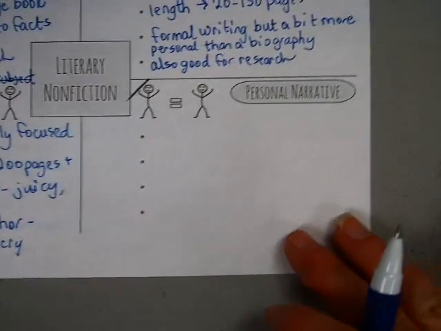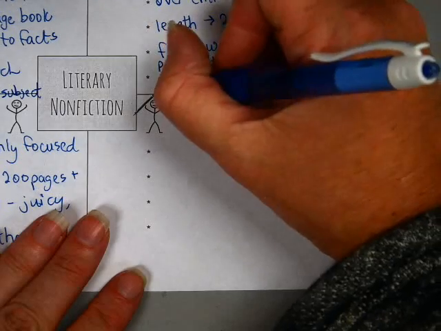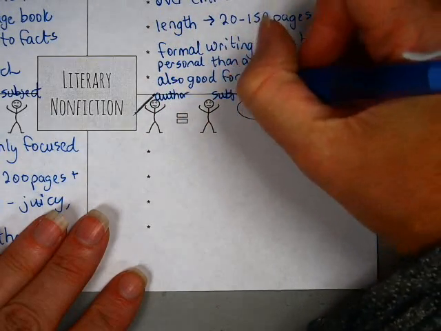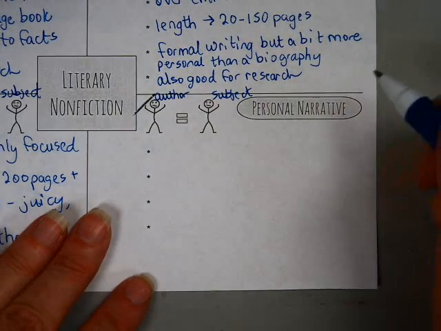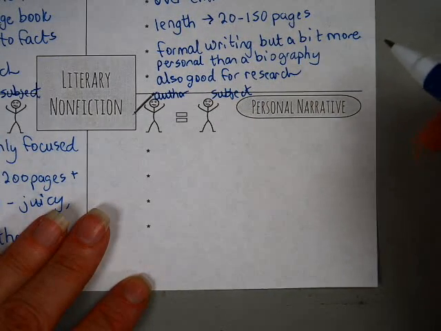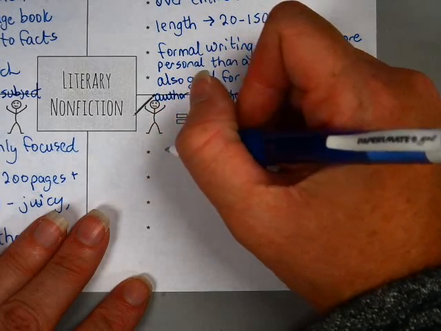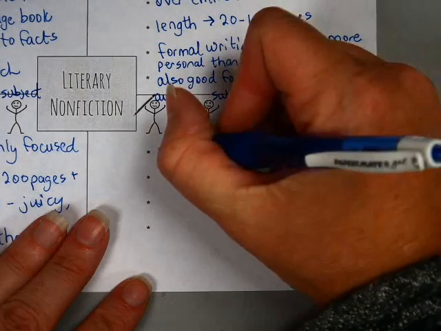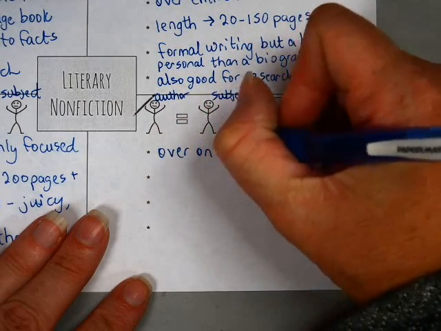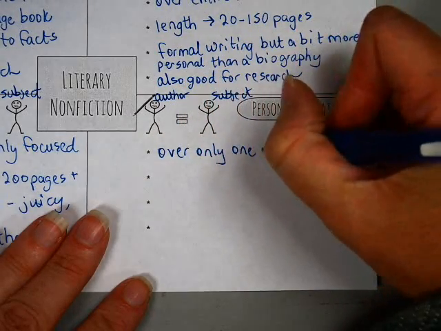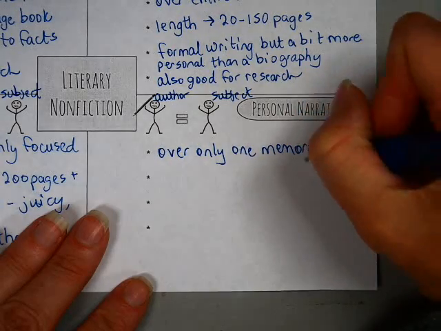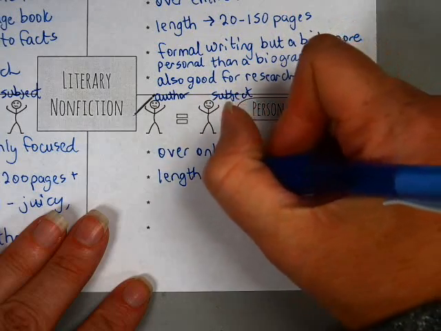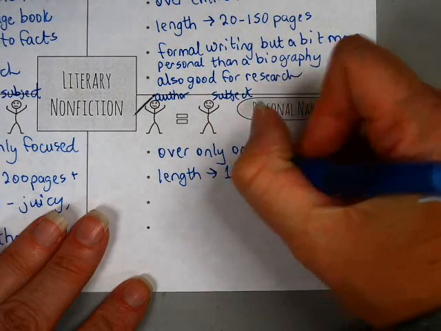The last one is personal narrative. And again, you have an author who is also the subject. So if you're the author, you're writing this about yourself. The major difference between this and the other three is that this one is over only one memory, not a person's entire life, not all the memories. This is over only one memory. The length, because it is over only one memory, is going to be very short. Usually this is just maybe a page or two.